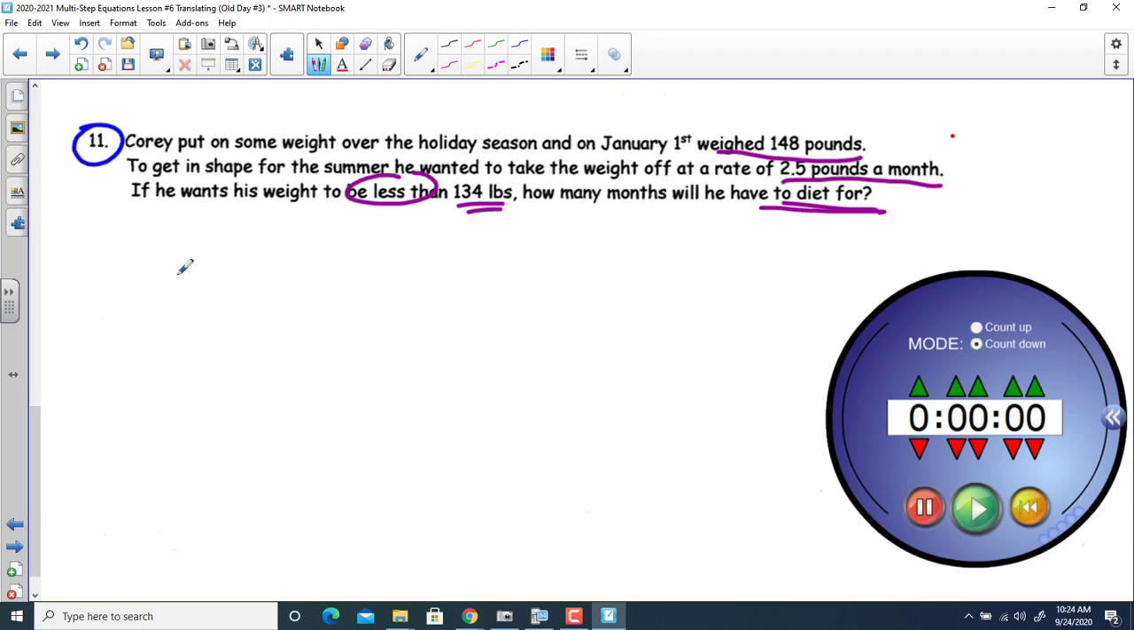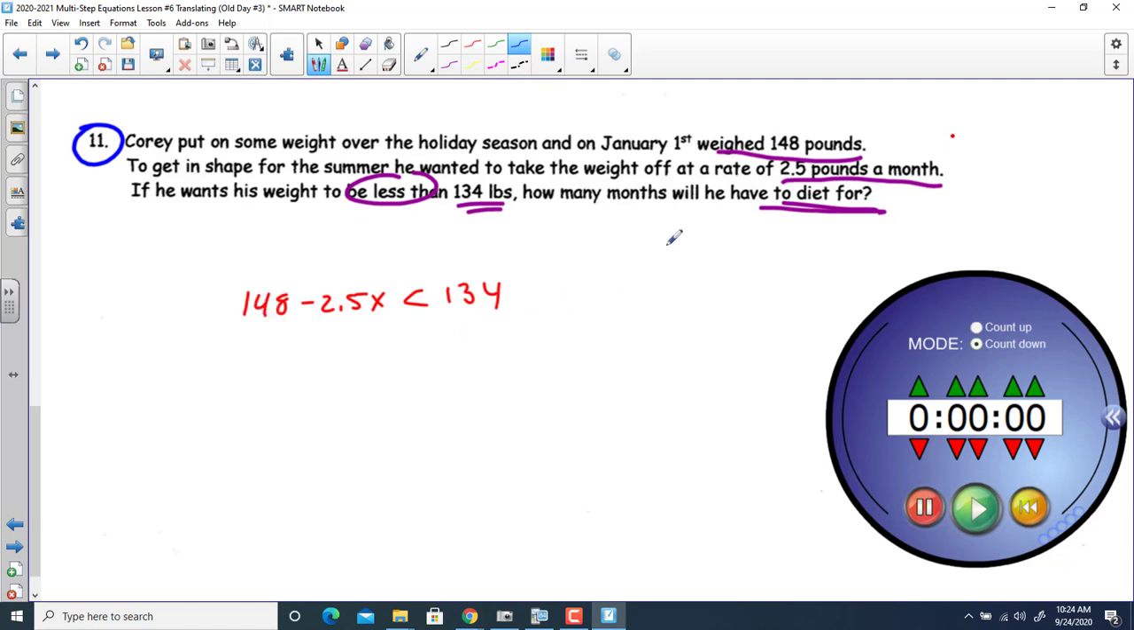Hey, a relationship, please, for Corey. 148 minus 2.5x is less than 134. I like it. A couple of places you could get tripped up here.